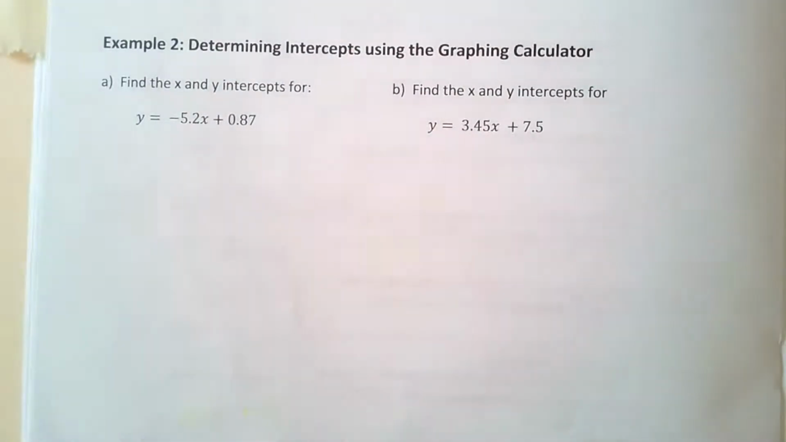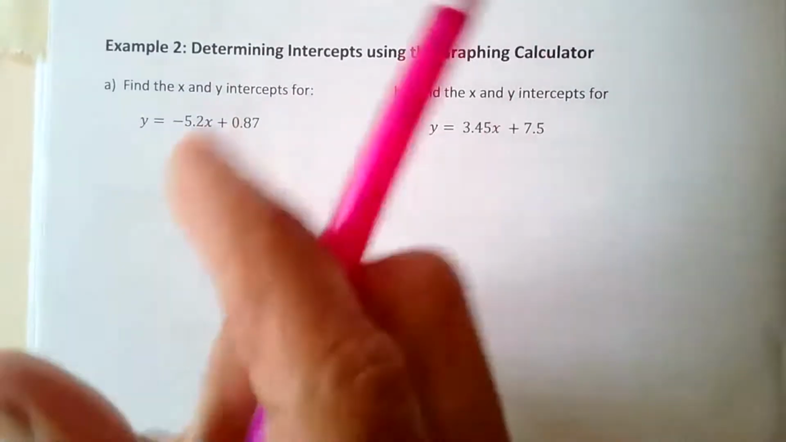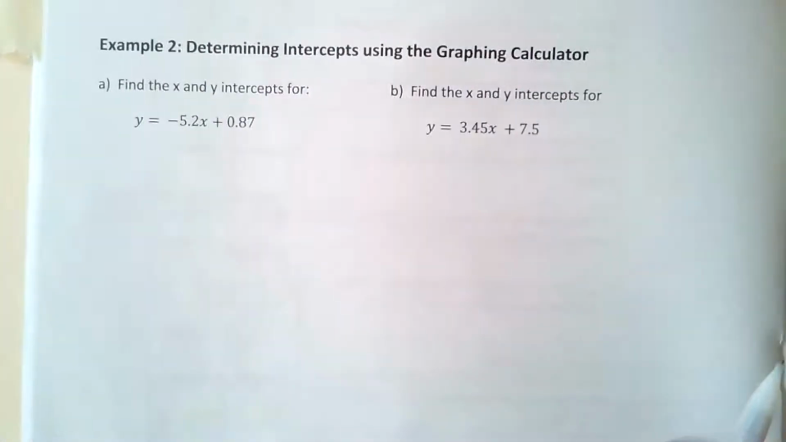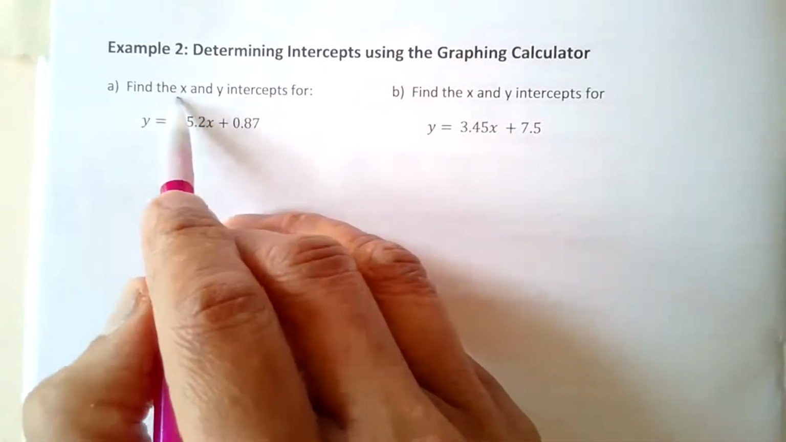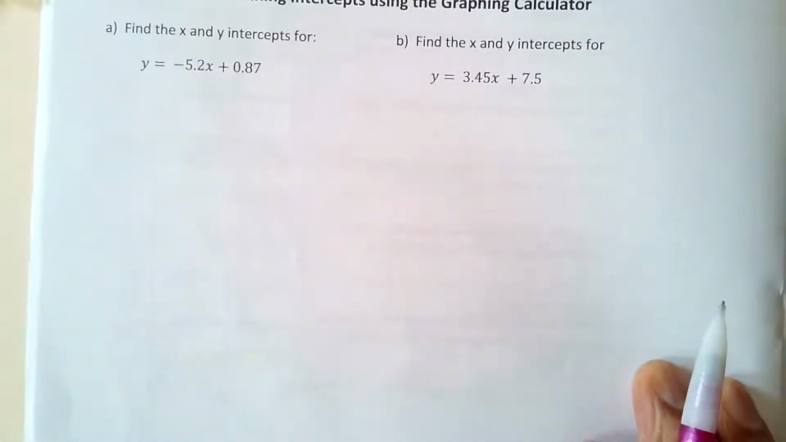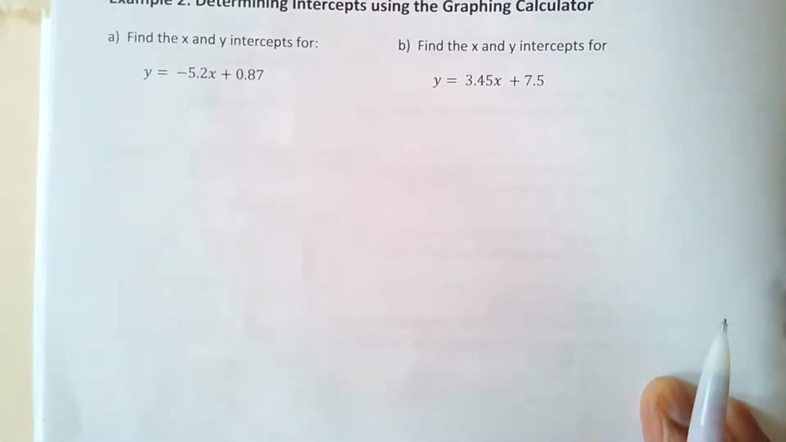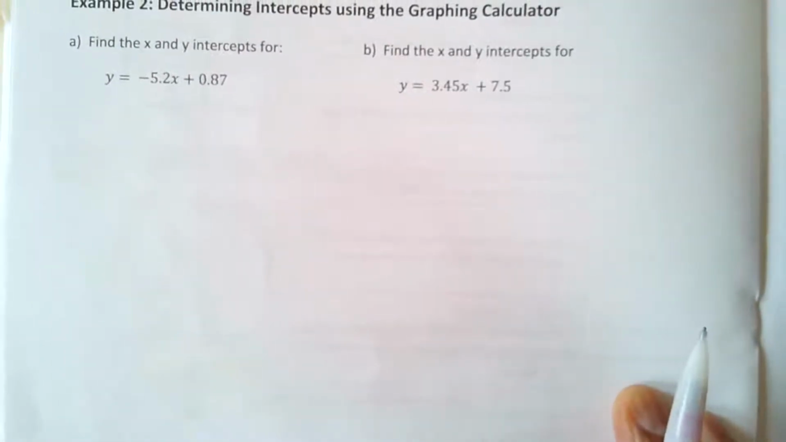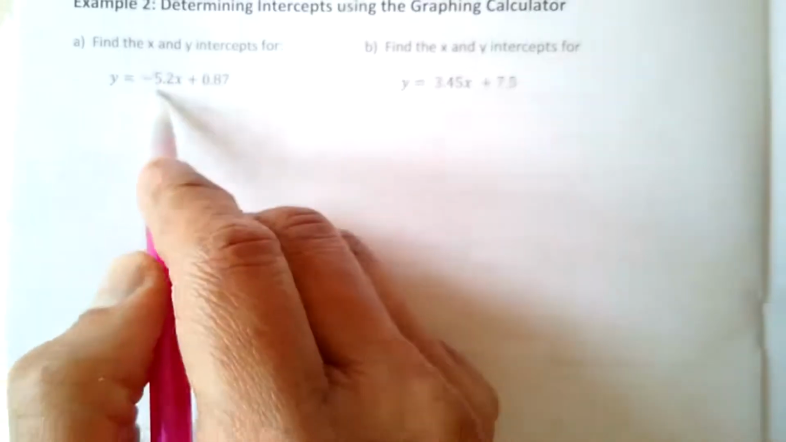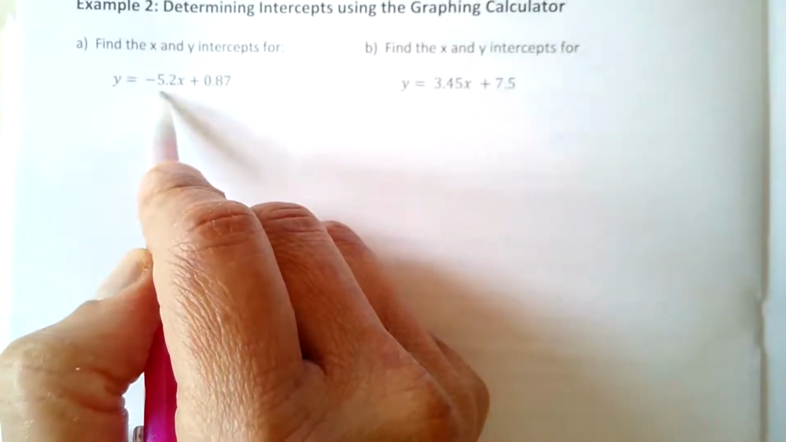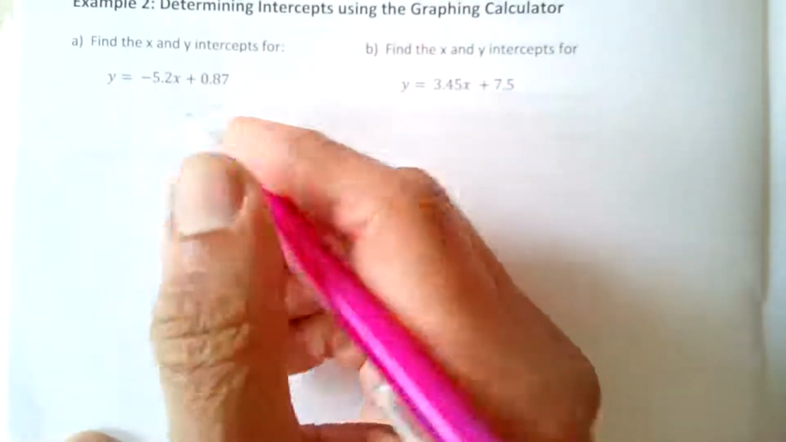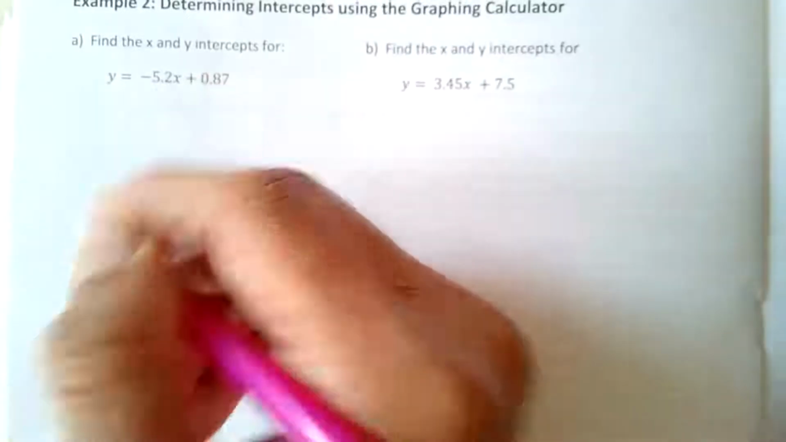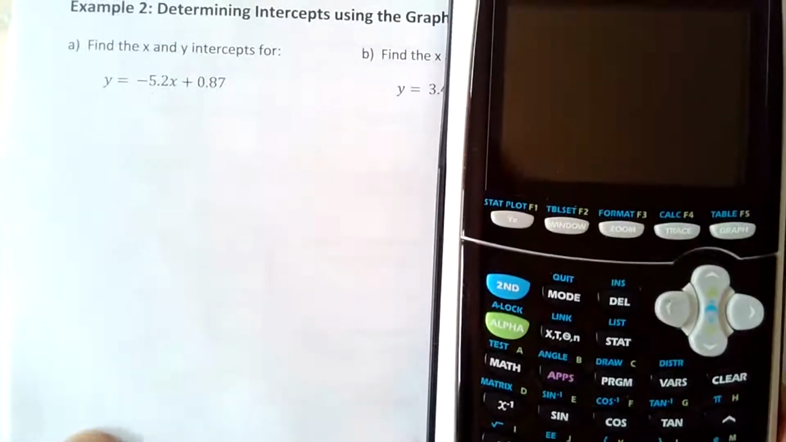So here we have an equation given, and you're asked to find the x and the y-intercepts. So we'll use our graphing calculator, and then we'll do a sketch of it at the end. So we'll go to our graphing calculator.